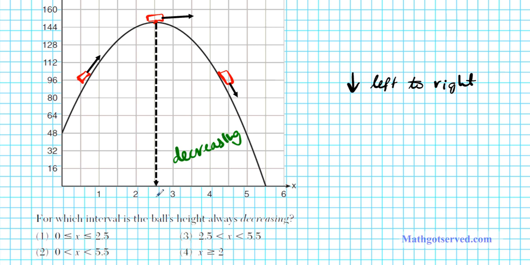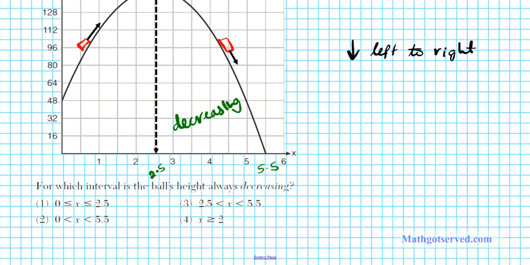So it looks like this is 2.5, so from 2.5 all the way to 5.5. Let's look at the options that we have. We're going to go from 2.5. Remember, we do not include 2.5 because at that point, you are neither increasing nor decreasing. So your lower bound is 2.5 excluded, all the way to 5.5. The answer is option number 3. So that's the correct answer for you.